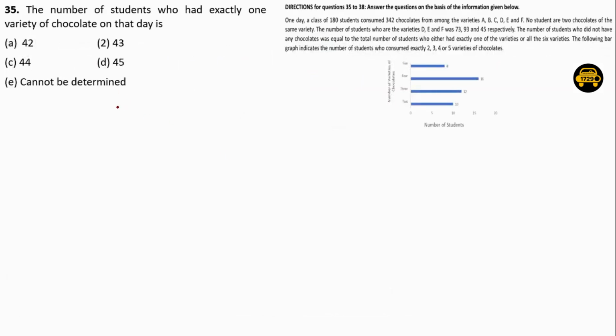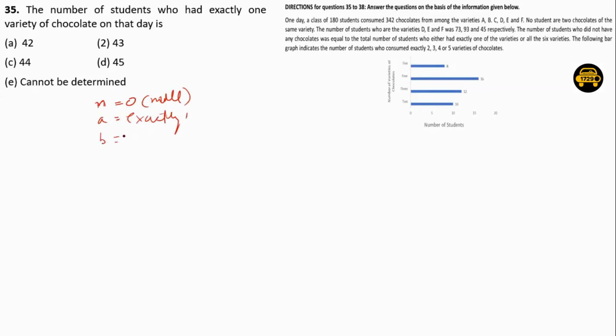Okay, so now just understand the nomenclature first. So how do we represent it? N stands for the number of people who did not have any variety of chocolate, right? We can call it null set. N is the number of students who did not get any variety. Small a stands for students who got exactly one variety of chocolate.